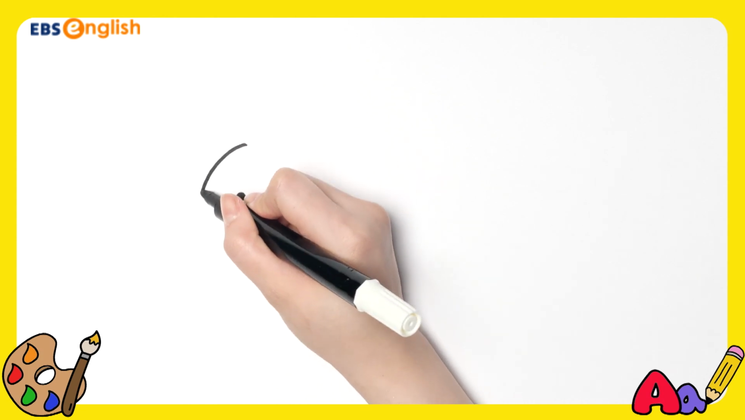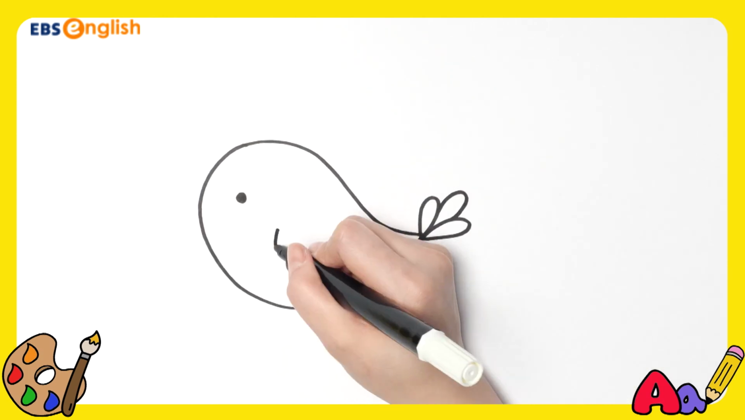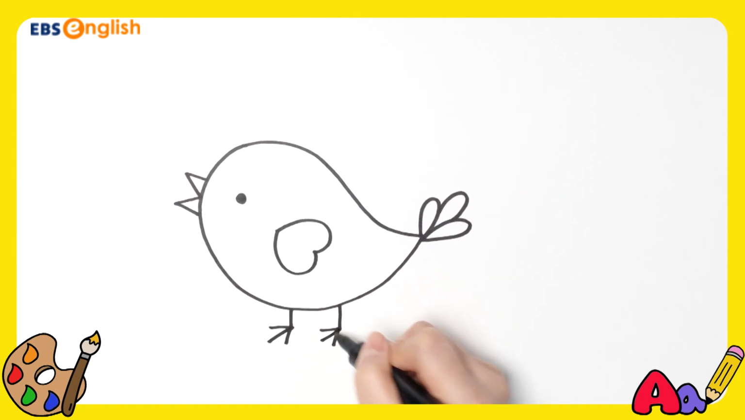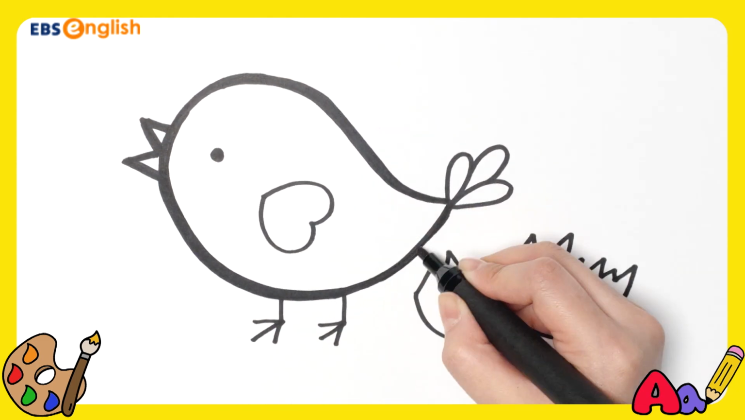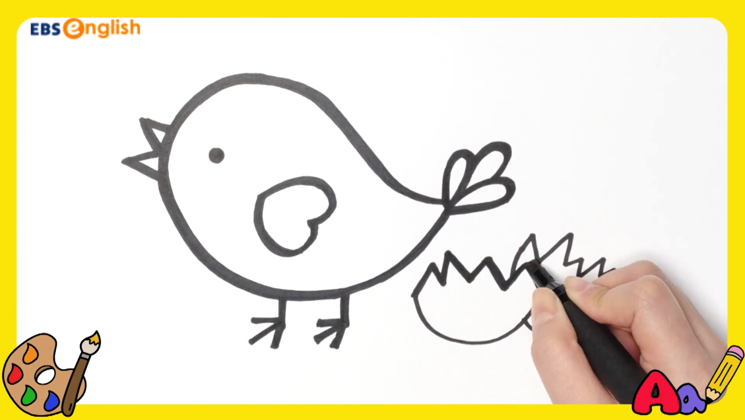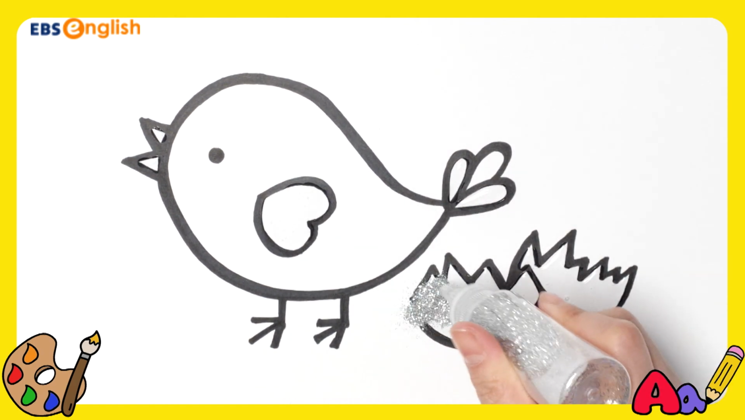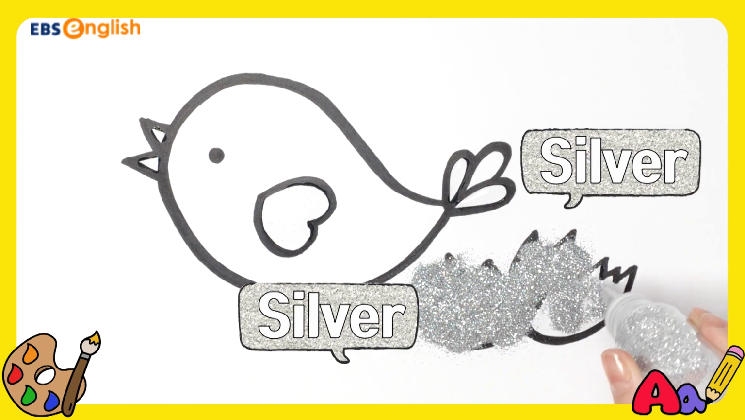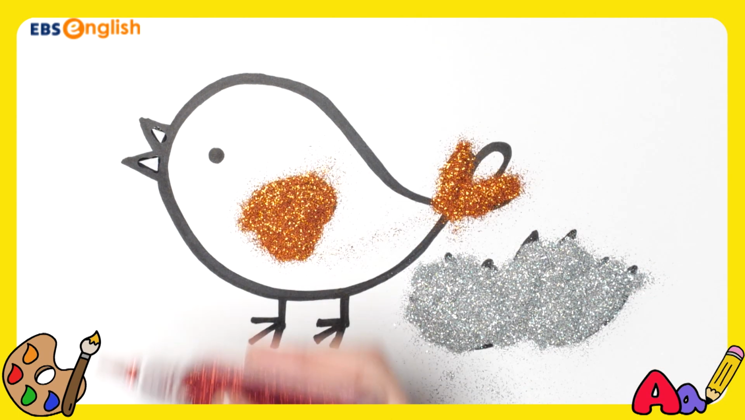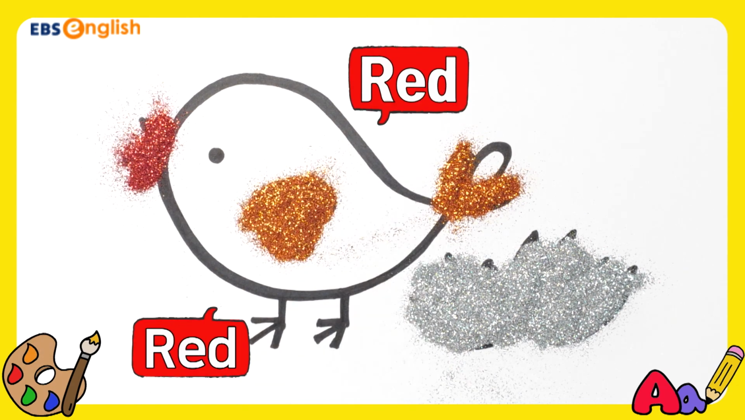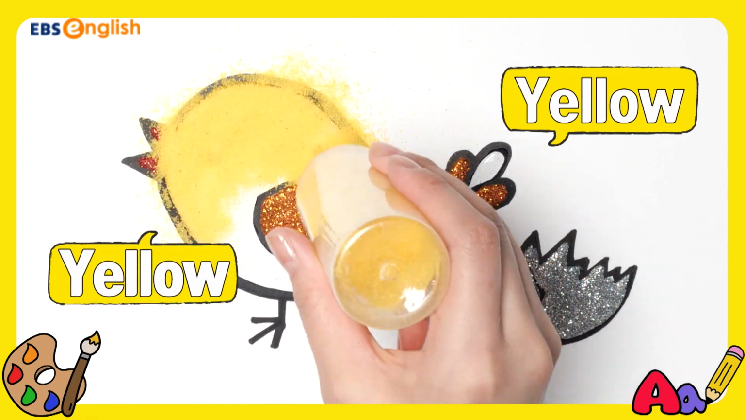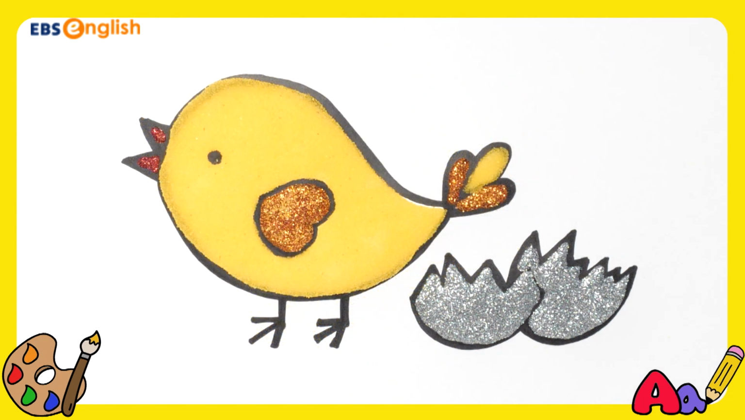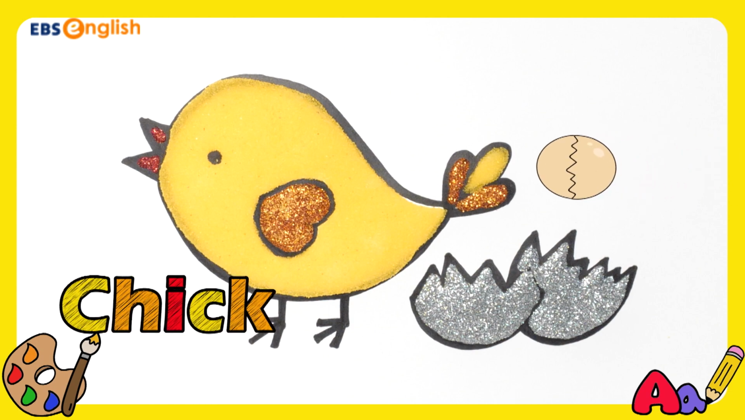What are you drawing? This is a chick. Silver. Silver. Red. Red. Yellow. Yellow. I think this chick has yellow. Chick. Chick.